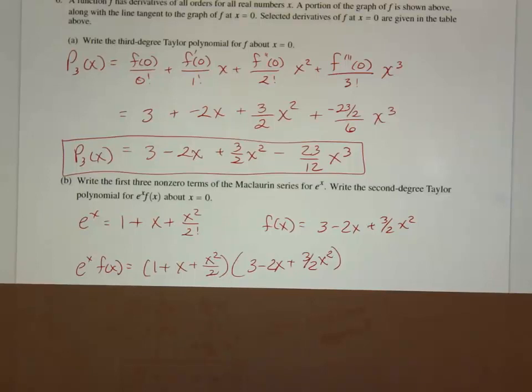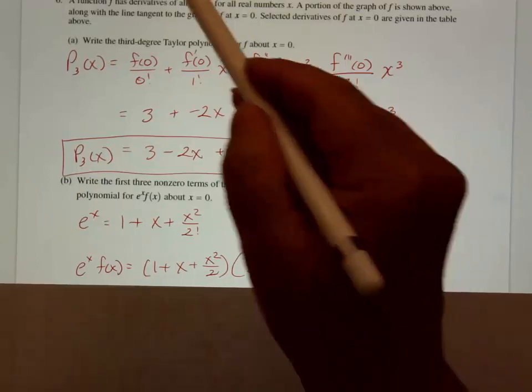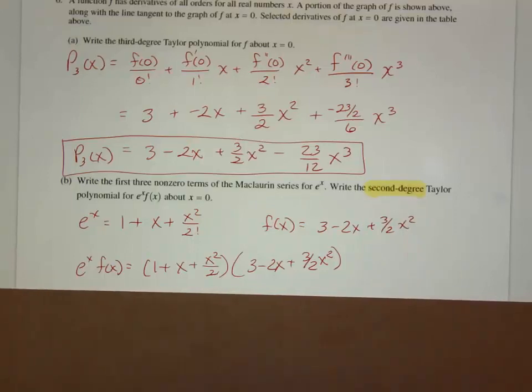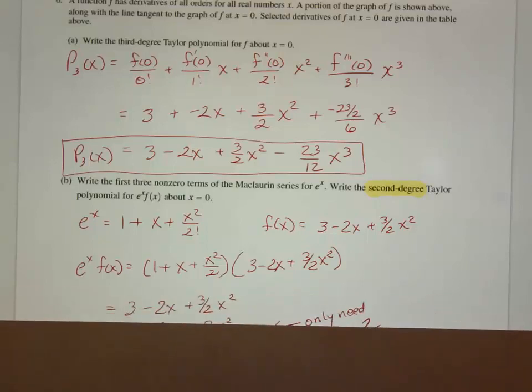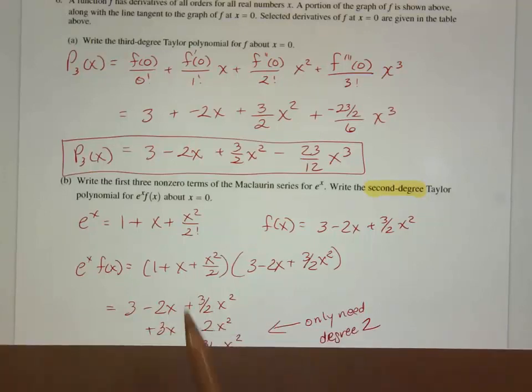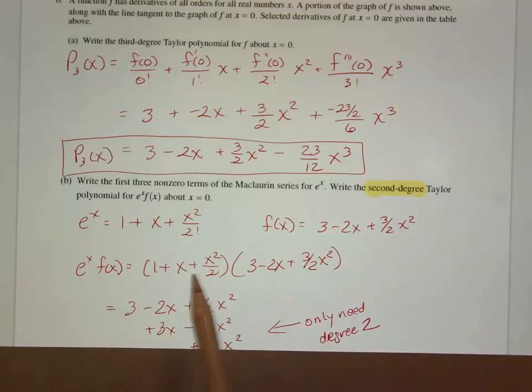The one thing you've got to notice, however, which I didn't the first time I did this problem, is that it says second degree. So anything that creates something above a power of 2, you throw out. When you multiply it together, you multiply the 1 to all 3 things in here, which gives you a degree of 2: 3 minus 2x plus 3 halves x squared. Then you multiply the x in. So that's going to give you x times 3 is 3x, x times negative 2x is negative 2x squared, and x times that is going to be x to the third, so I don't do that.